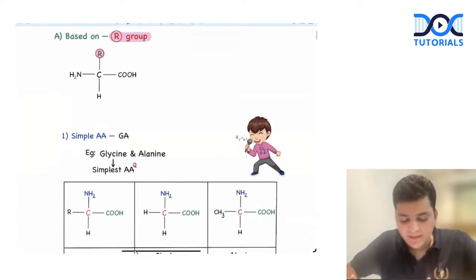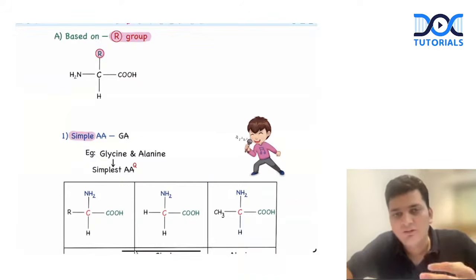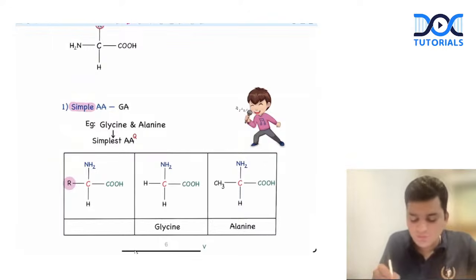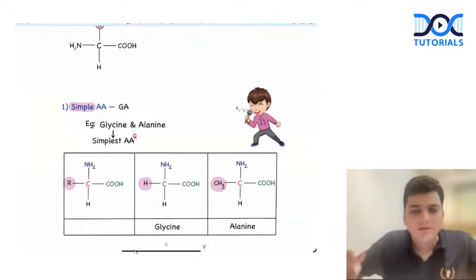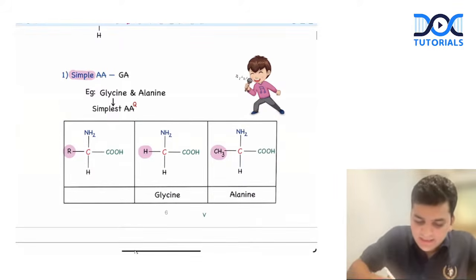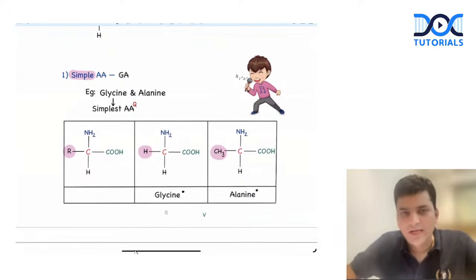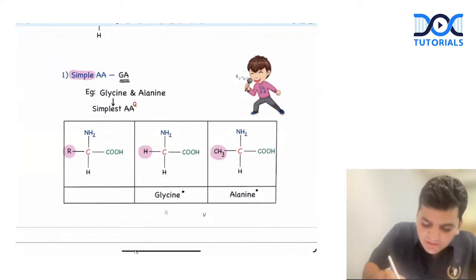The first subcategory is going to be the simple amino acids. What is the meaning of simple amino acid? Here is the amino acid structure. This R group is replaced either by a simple hydrogen or a simple carbon. If a hydrogen or simple carbon is replacing the R group, they are called simple amino acids. The structures are glycine and alanine. So the mnemonic comes out to be GA: Ghana is a simple thing to do. So if they ask what the simple amino acids we have are, the answer is GA.